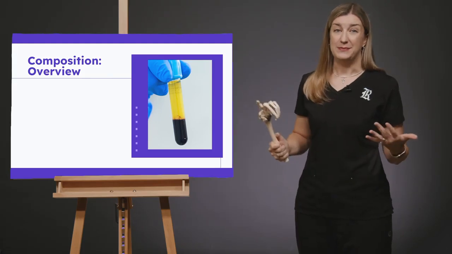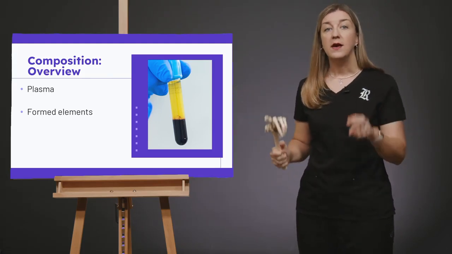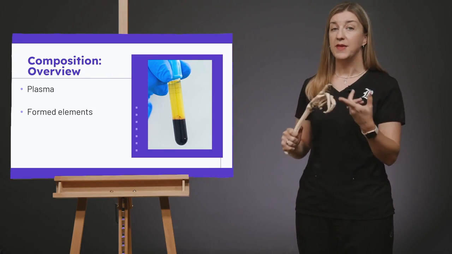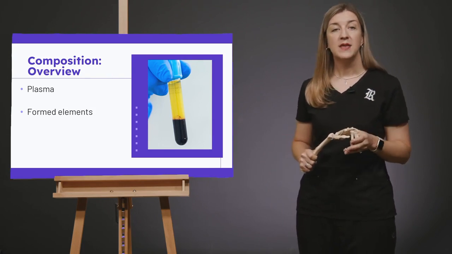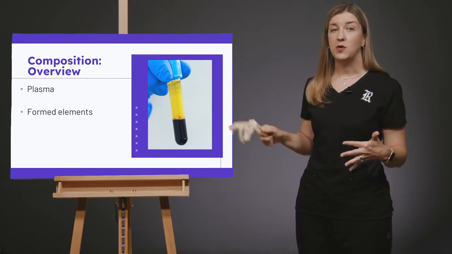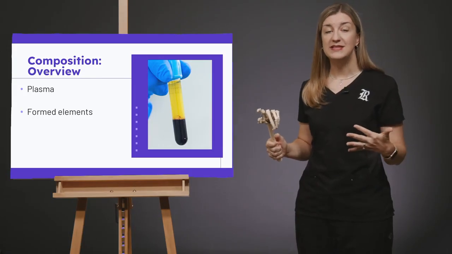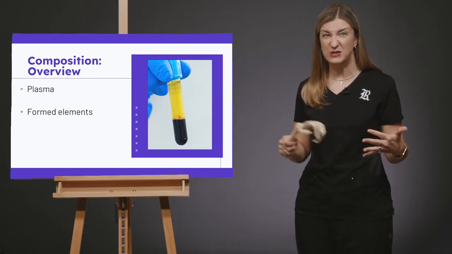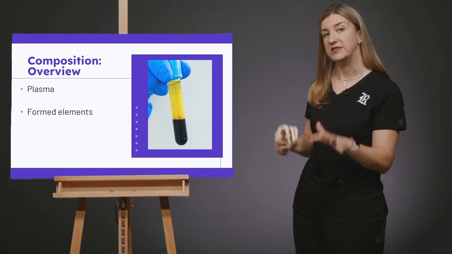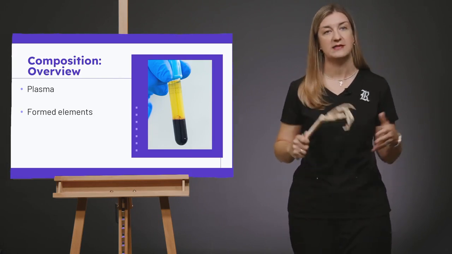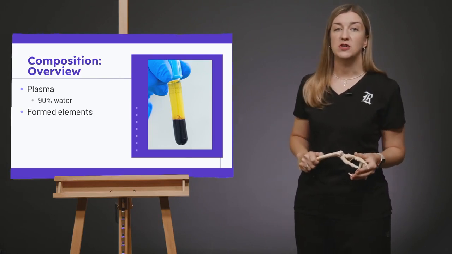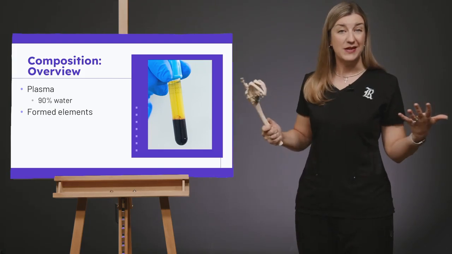So what makes up this magical transportation medium? There are two main components to blood: plasma and formed elements. As shown here, these two components easily separate once a blood sample is put into a centrifuge and spun to cause the formed elements to sink and the plasma to rise. Plasma is the fluid portion of the blood and is made of 90% water.